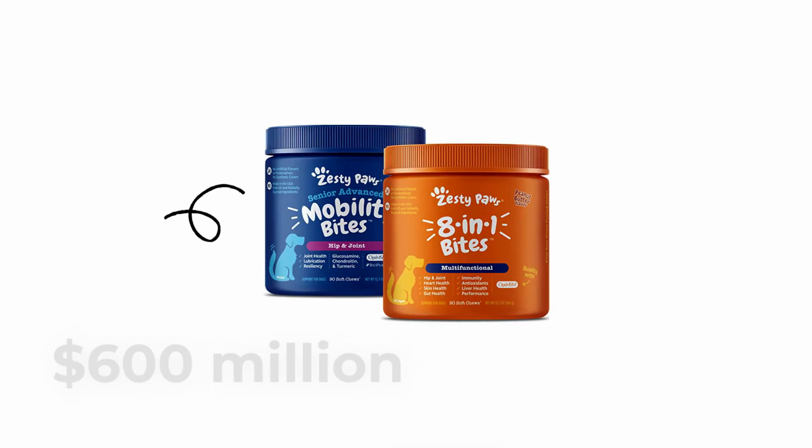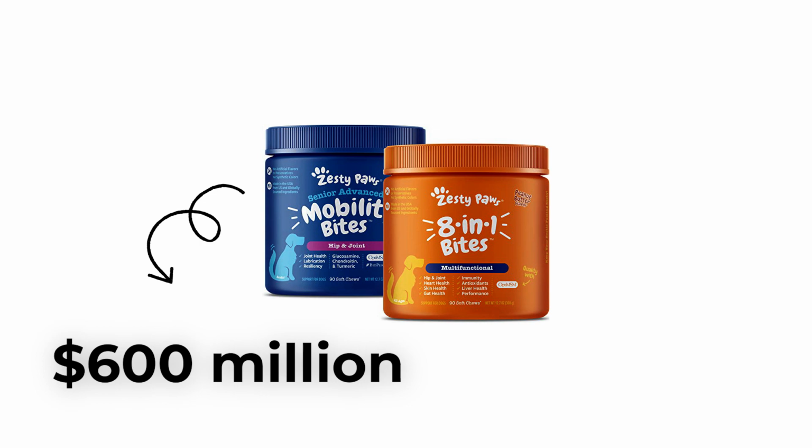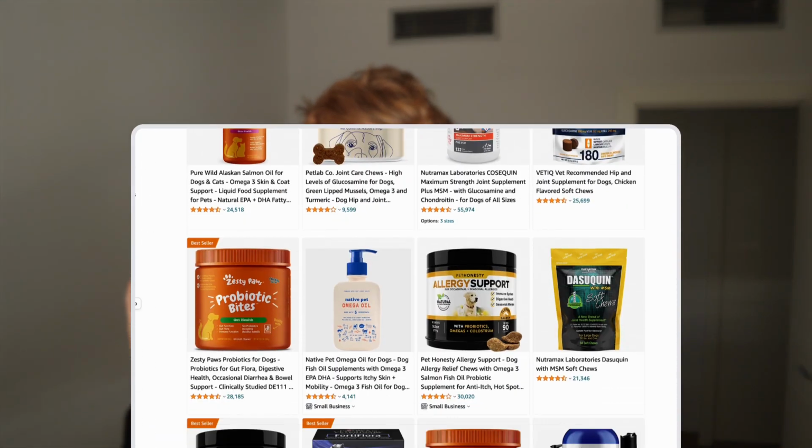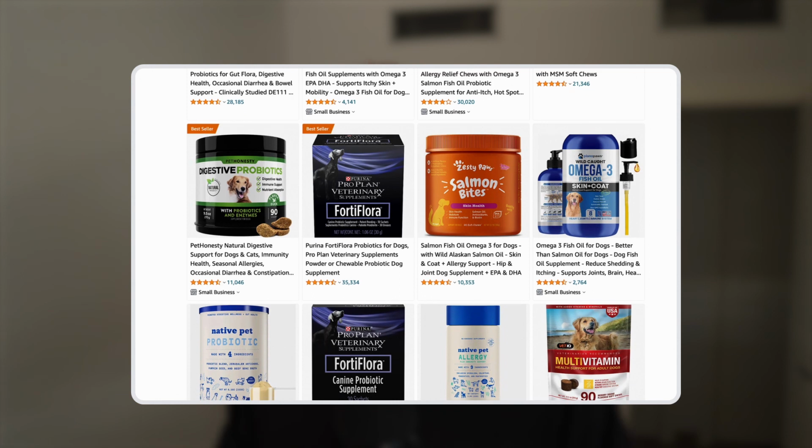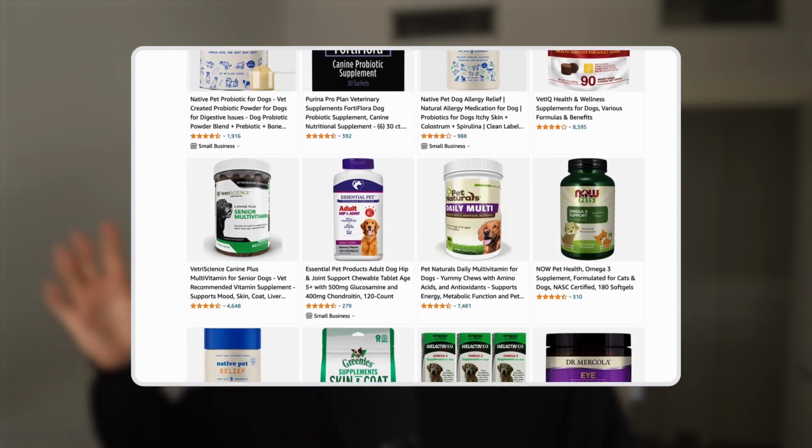A really good example of this is a brand called Zesty Paws. So Zesty Paws is a pet supplements brand, and they actually exited and they sold their business for over $600 million in 2021. So Zesty Paws, they stand out so much because they have this big, bright and beautiful orange packaging. So when you're scrolling through Amazon, you can easily see their products and they really stand out against the rest of the pet supplements brands.